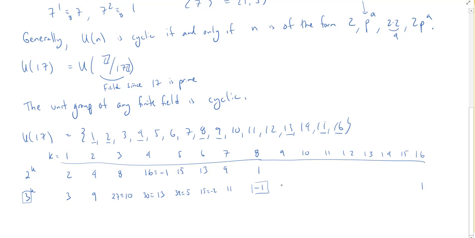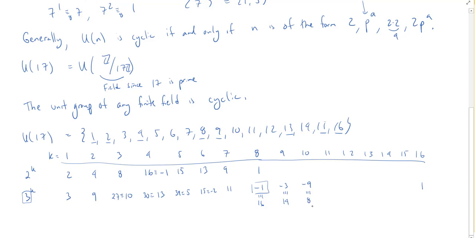Okay, 3 times -1 is -3. Mind you, this is the same as 16. -3, that's the same thing as 14. 3 times -3 is -9. That's the same thing as 8.